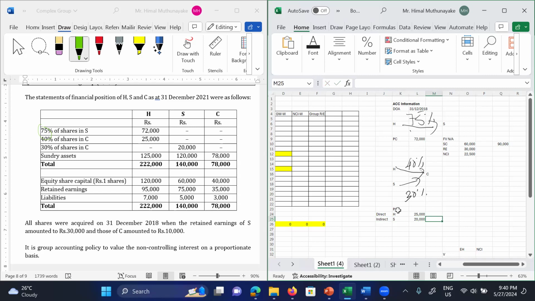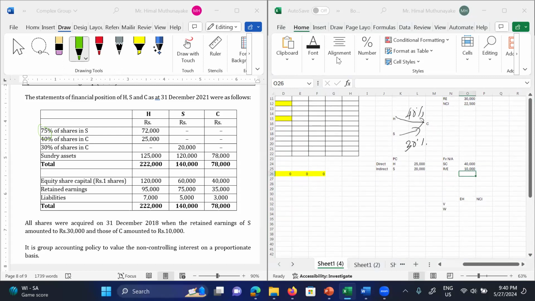Purchase consideration, and fair value of net asset, is given. The share capital is 40,000. The retained earnings would be 10,000. It is given here. Retained earnings 10,000.